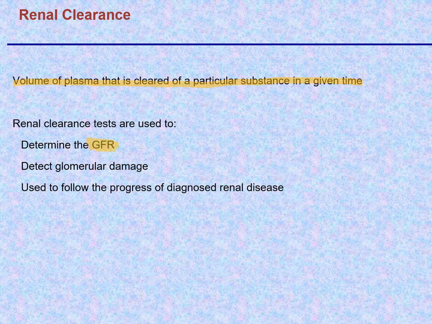I remind you, the glomerular filtration rate is the key feature or function in the kidneys. So these renal clearance tests determine glomerular filtration rate. They help to detect whether there has been any damage to the glomeruli. Remember, you have 1 million nephrons in each kidney, so there's 1 million glomeruli in each kidney, and the glomeruli typically are the place where most renal damage occurs in disease processes that affect the kidneys.